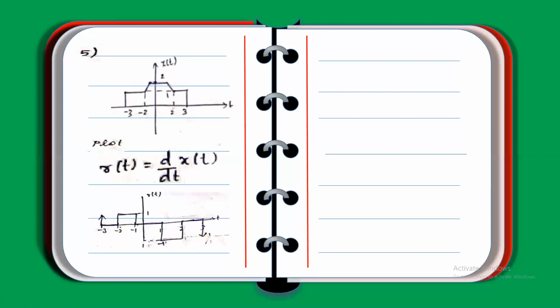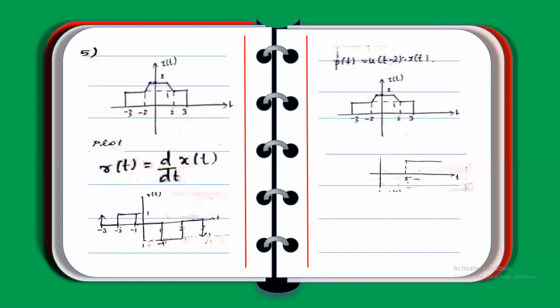Now with the same signal x of t, let us try to find a signal p of t such that p of t equal to u of t minus 2 into x of t. Let us plot x of t and u of t minus 2, the component signals. Now we need to do instant-wise multiplication between these two signals to find the signal p of t.